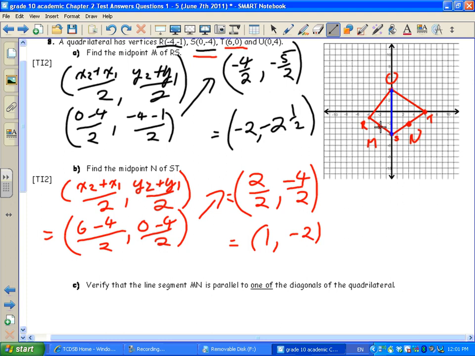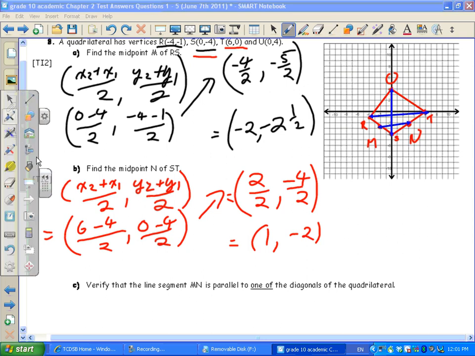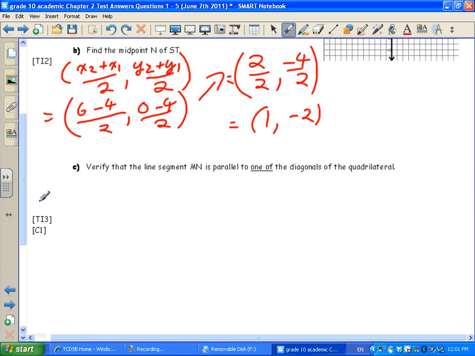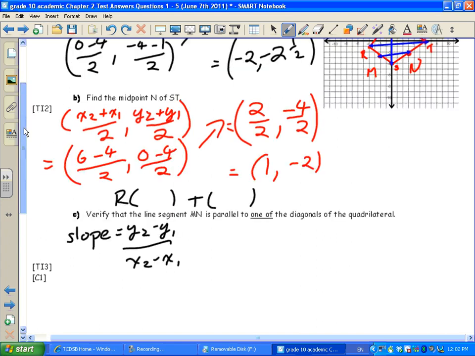It's pretty obvious that if I draw this new line segment, MN, that those two won't be parallel. So I'm going to have to try and prove that MN is parallel to RT. So which means I need to find the slopes of both points RT and points MN. So our slope formula, Y2 subtract Y1 divided by X2 subtract X1. And we're talking about points R and T. I'm going to write them in up here so we have a reference point.